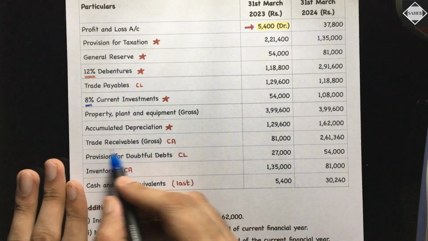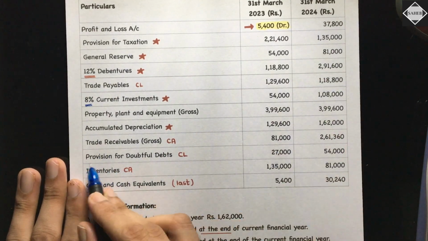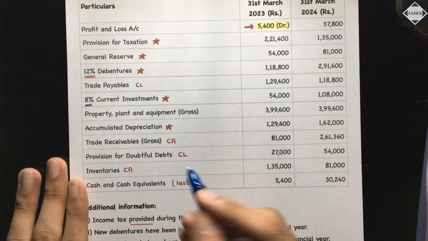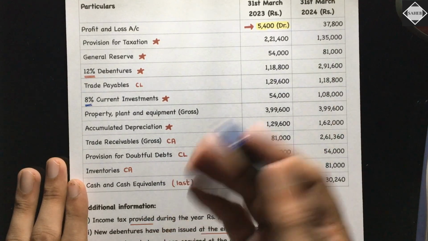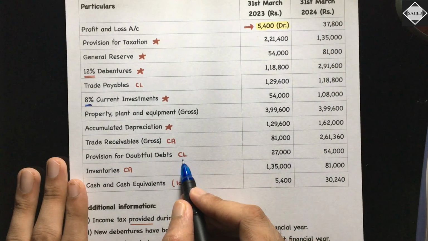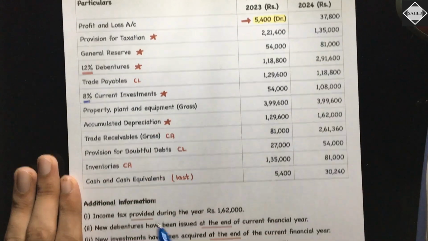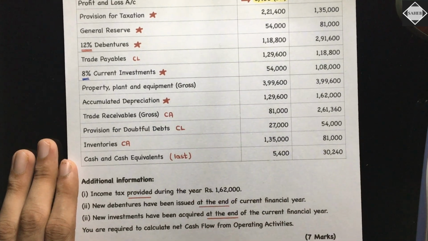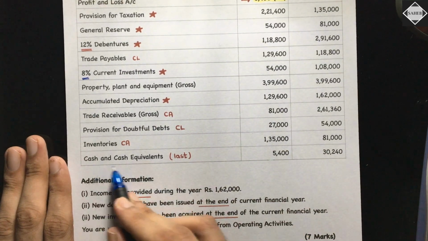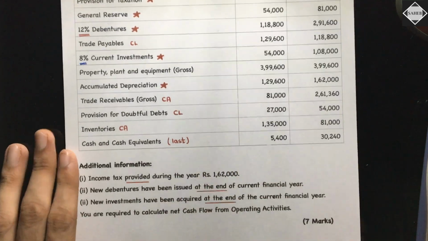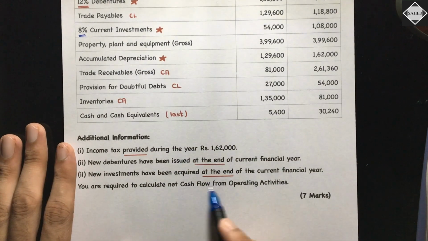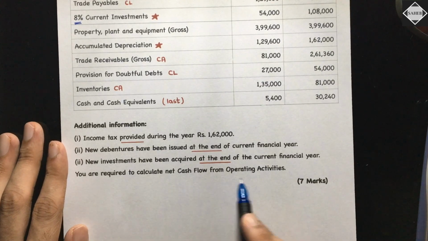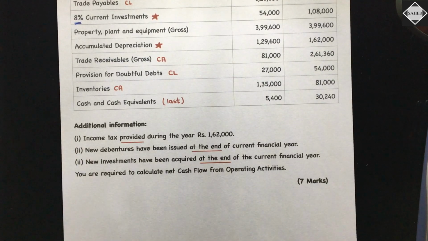Fine, understood. Then trade receivable, working capital changes, we'll see that. Provision for doubtful debts, this also we can consider as current liability. Actually it's a contra asset but we will consider it under working capital changes only. Inventory is also the same. Cash and cash equivalents is the last item, but we are not going to do anything about that, because cash and cash equivalents will come at last. We are just doing till cash flow from operating activity. See here, you are required to calculate net cash flow from operating activity. So let's see the solution of this.